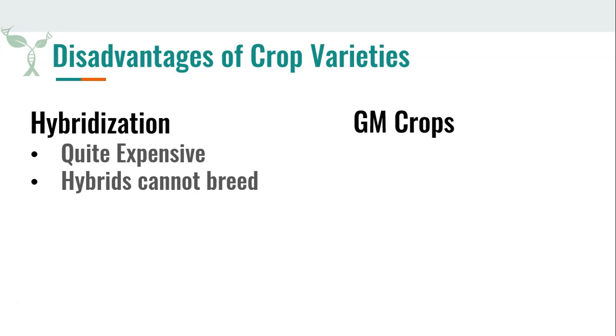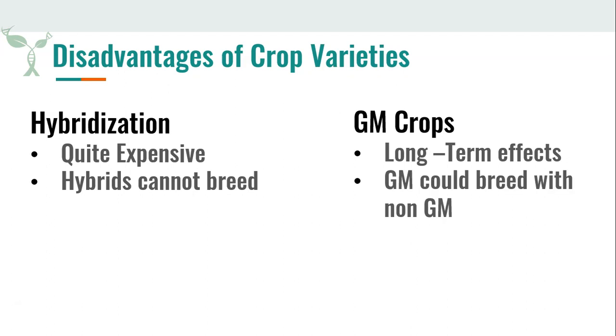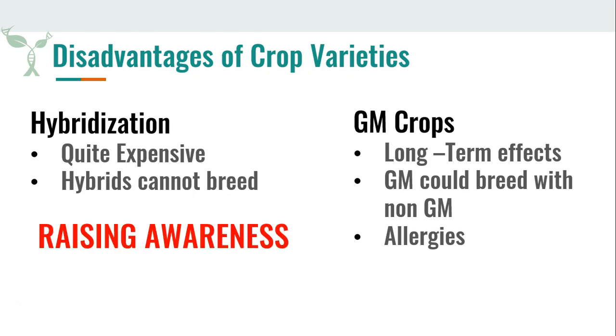The disadvantages of GM crops, the long-term effects. So GM crops could breed with non-GM crops, and this could affect the entire ecosystem because obviously we're just mixing two different traits with each other, so we're diminishing the natural non-GM crops. And also there are many incidents where GM crops have allergies and there are other health problems that are related to GM crops. So what are the measures that can be taken to prevent these?